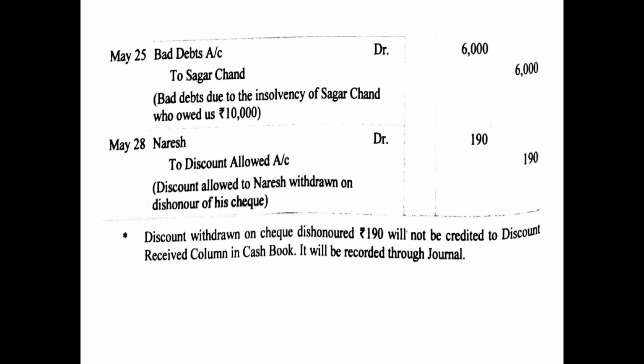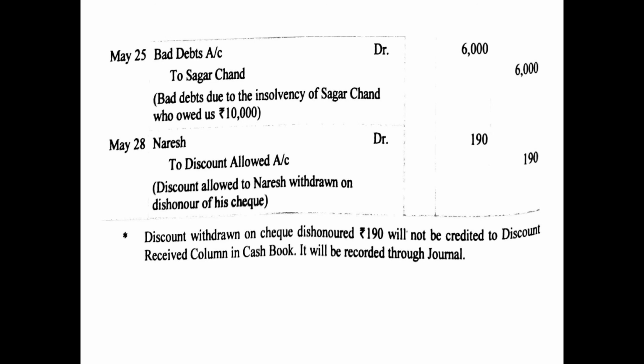The next entry is because Sagar Chand, a debtor for rupees 10,000, became insolvent. 40 paisa in a rupee could be recovered from his private estate. That means 60% or 60 paisa could not be recovered, which was considered as bad debt, and bad debt is not recorded in the cash book. Therefore, we are showing it separately in the journal. The entry will be bad debts account debited 6,000. We will just record the bad debt aspect because the cash receipt aspect is already recorded in the cash book. So bad debts account debited 6,000, that is 60%, to Sagar Chand 6,000. And the last one, Naresh debited 190 to discount allowed account 190.